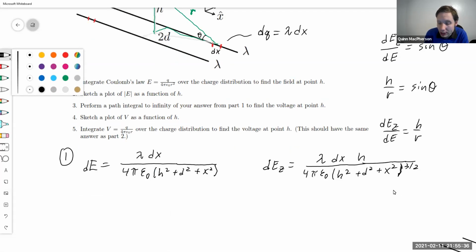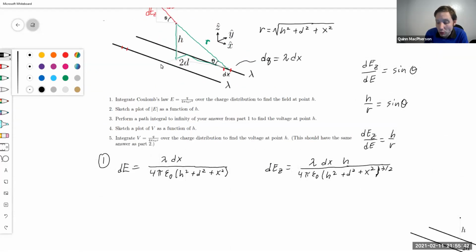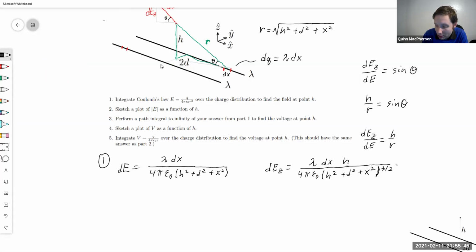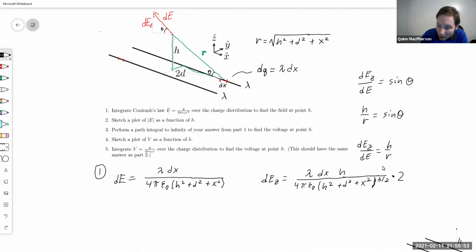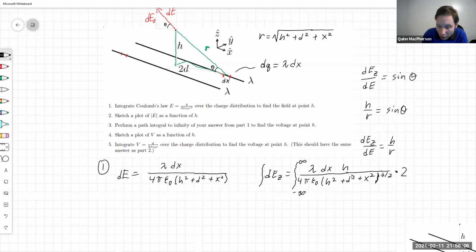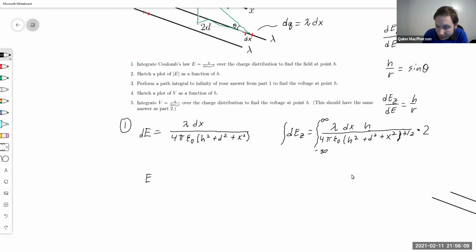If I want the full z component, I have to add up all the little chunks on both lines. So I'm just going to multiply by 2, so I get my 2 lines, because they're both the same. They'll have the same contribution to the vertical component, so I can just multiply by 2 by symmetry. I then integrate from minus infinity to infinity to add up all the little chunks along the line, so that I get the full E component. So the E component, Ez, is basically equal to this integral right here.